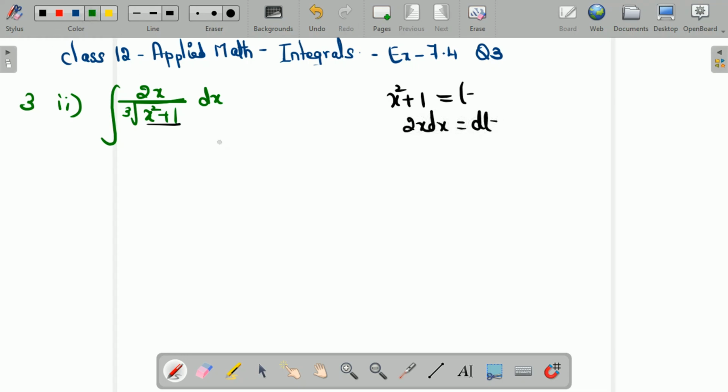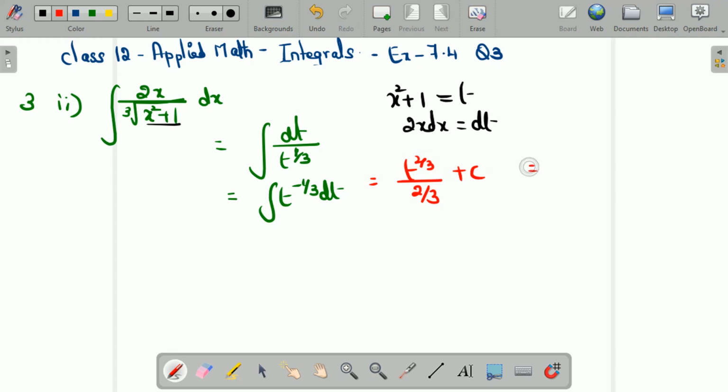So the numerator will now change as simply dt. The denominator is t to the power 1 by 3. So I can rewrite this as integral t to the power minus 1 by 3 dt. So let's integrate now. So this will become t to the power 2 by 3 by 2 by 3 plus c. Reorganize. So 3 by 2 t to the power 2 by 3 plus c. Put back the value of t. So this is 3 by 2 into (x² + 1) the whole power 2 by 3 plus c.